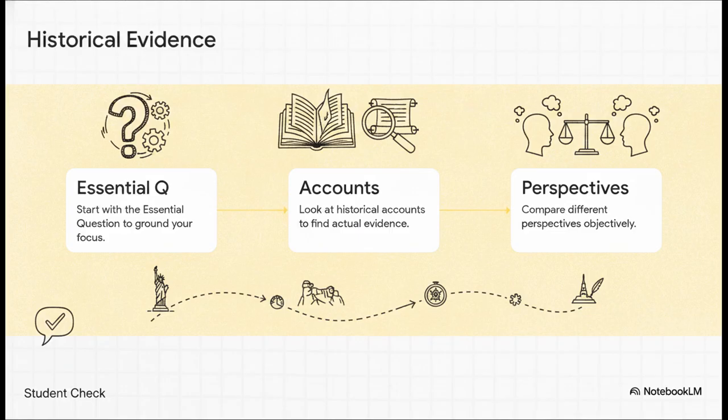Step 1, always ground your focus right back in the essential question. Step 2, no guessing allowed. You have to find actual historical accounts to use as evidence. And step 3, compare different perspectives objectively. Because when we discuss history, the goal isn't just to shout out an opinion. It's to cite specific source details, use really strong reasoning, and apply historical context to actually support your claims.